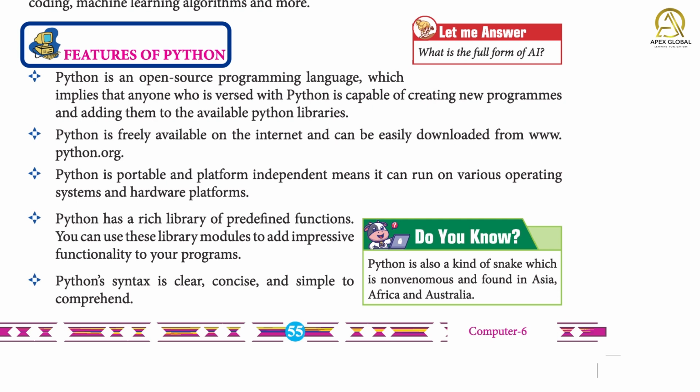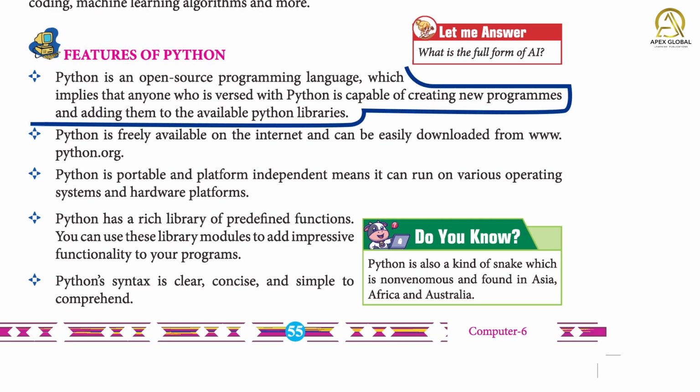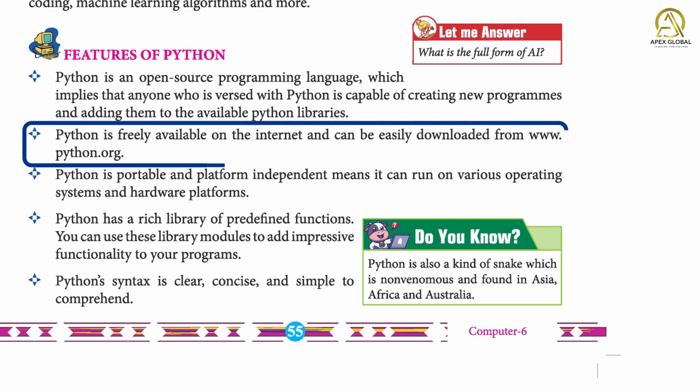Features of Python. Python is an open source programming language, which implies that anyone who is versed with Python is capable of creating new programs and adding them to the available Python libraries. Python is freely available on the internet and can be easily downloaded from www.python.org.